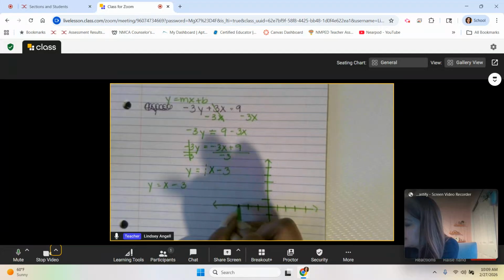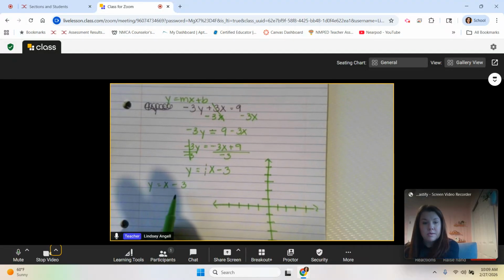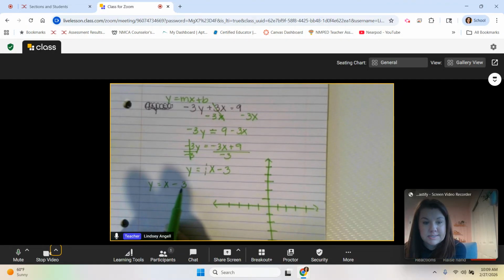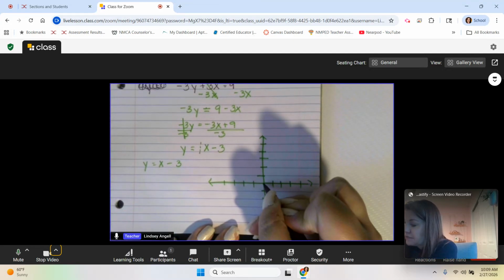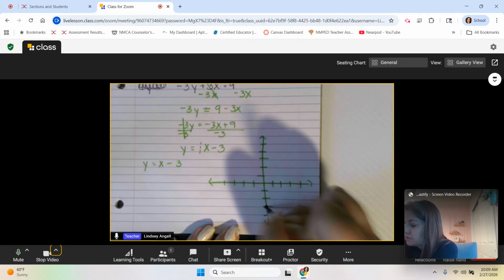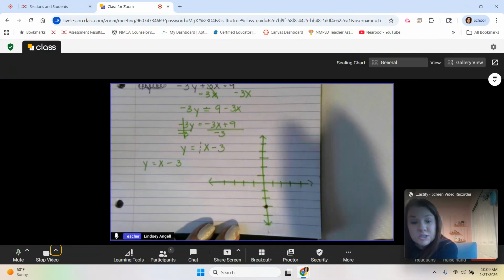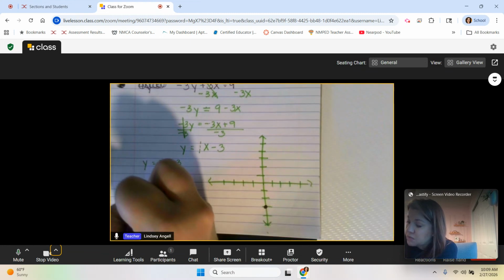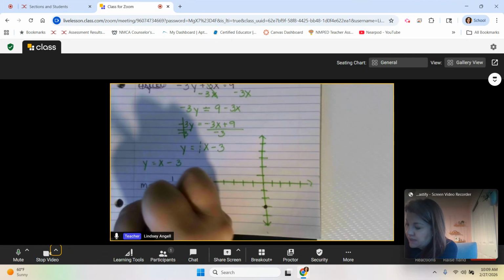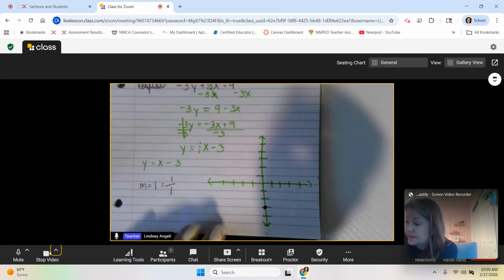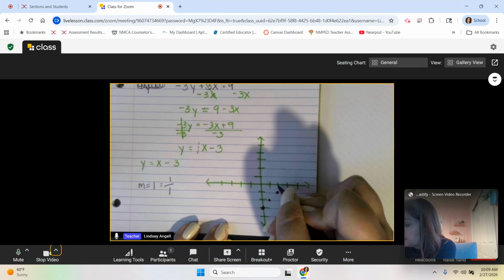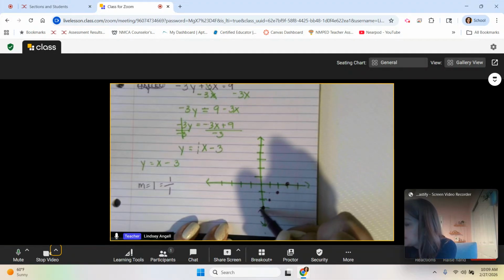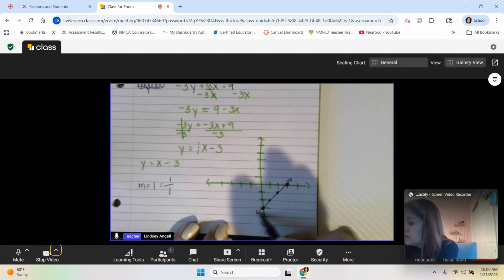Okay, let's see. So with that, my y-intercept is this value here, -3. So on my graph, let me change my color. My y-intercept is -3, so from the origin, that means I'm going down 3. And then my slope is 1. So if I have a slope of 1, that would be rise over run of 1 over 1. So I would rise 1, run 1, rise 1, run 1, and so on, creating the line.